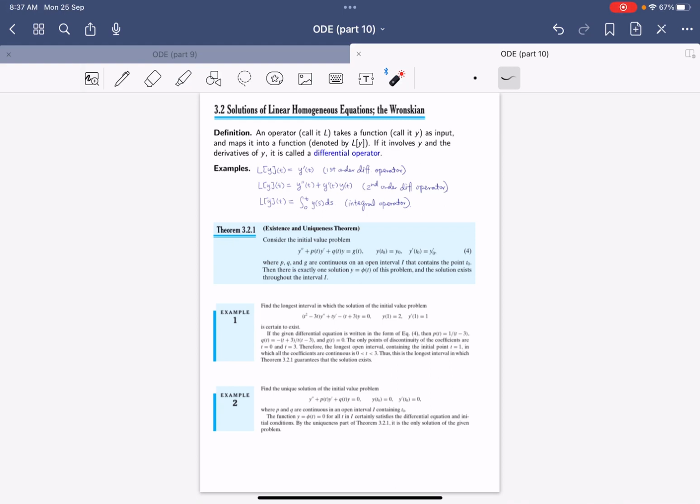Hi, in this video, we'll be going through the solutions to second order differential equations. In particular, we will show why a linear combination will be the only solution.